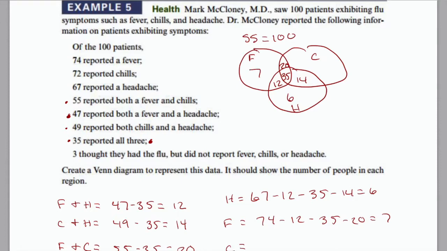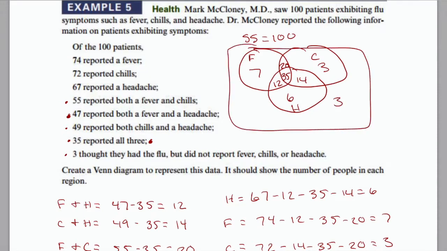And for chills, we have 72 minus 14 minus 35 minus 20 equals 3. And finally we have 3 who thought they had the flu but did not report fever, chills, or headache. So that's going to be outside, in our complement. Okay? And that's it for example number 5.